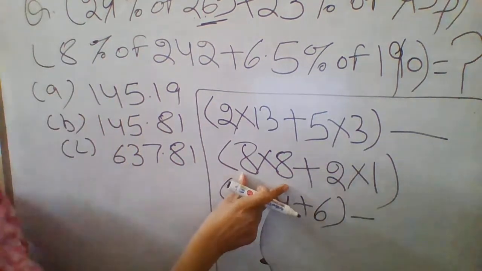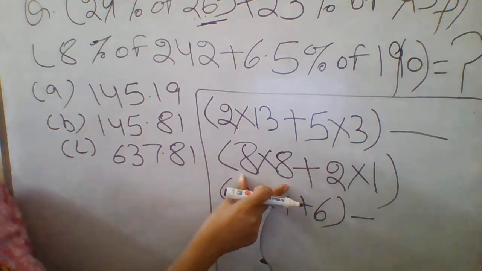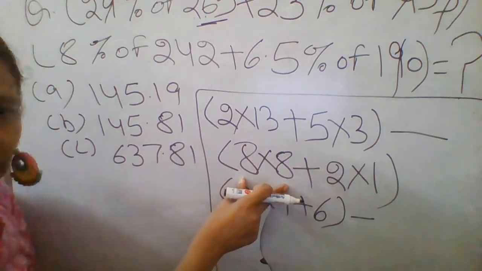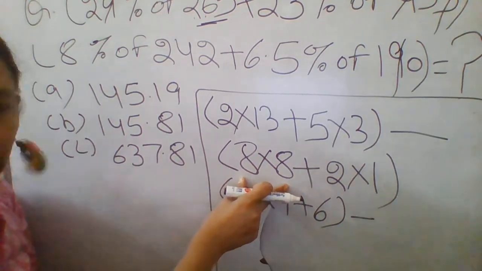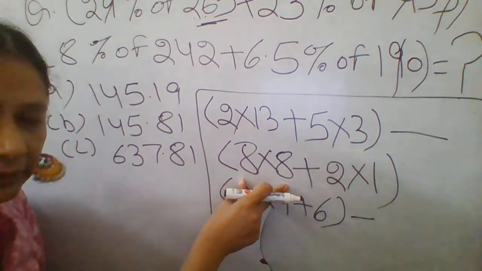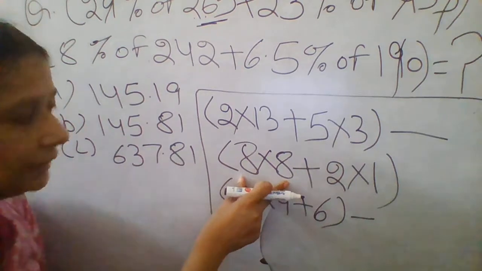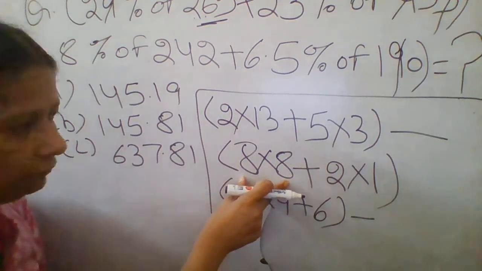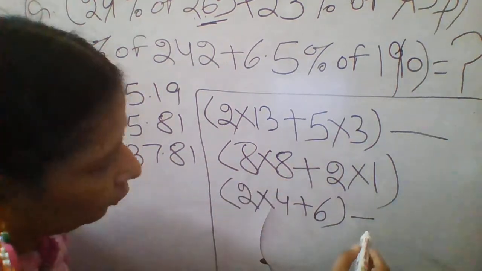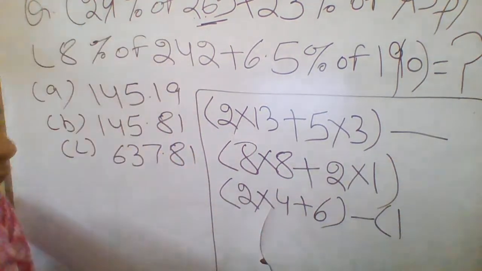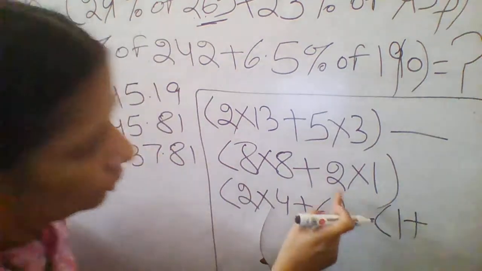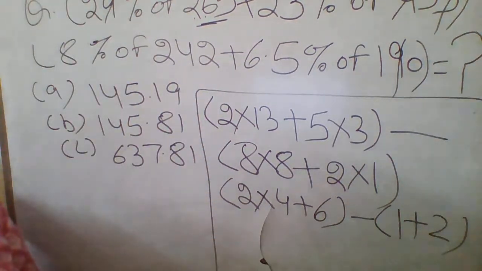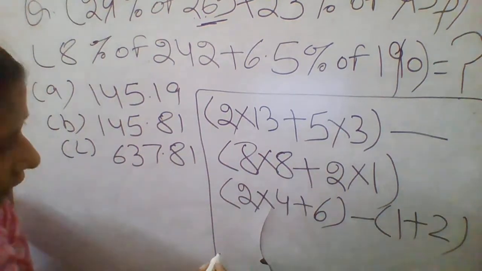Minus, 8 8s is 64. So 64, you will do 6 plus 4, which is 10, which is equal to 1. So I am going to write down 1 here. Okay, 1. Now plus 2 into 1 is 2. So like this your equation is now, so you can solve it out.